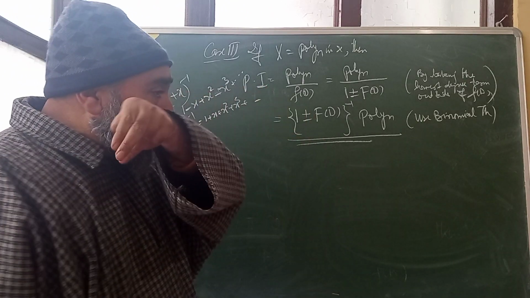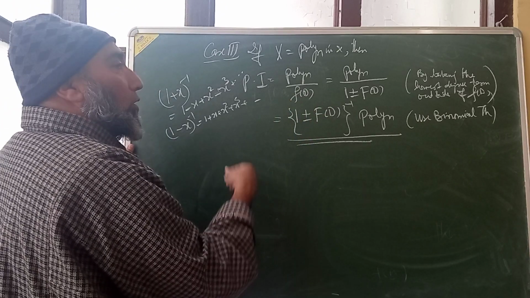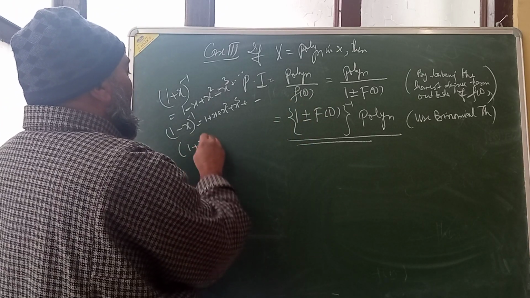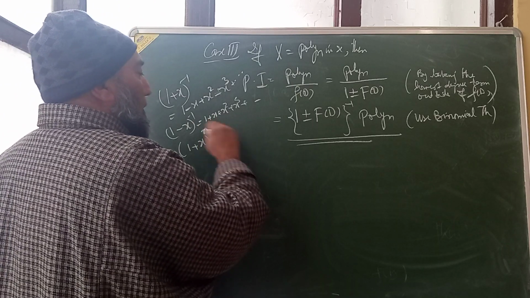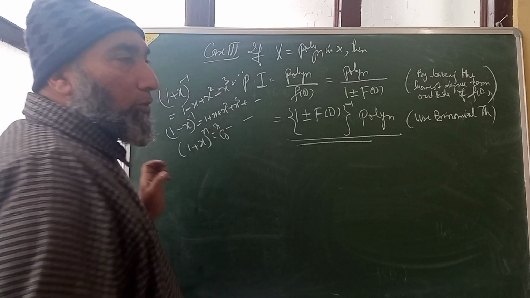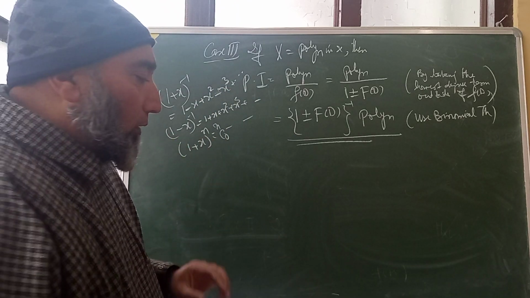I will be using these formulas, or if instead of 1 you get 2 or 3 or 4, you know 1 plus x to the power n is nC0 and so on. You know this formula. I don't have to tell each and everything to you. Okay, this is case 3.